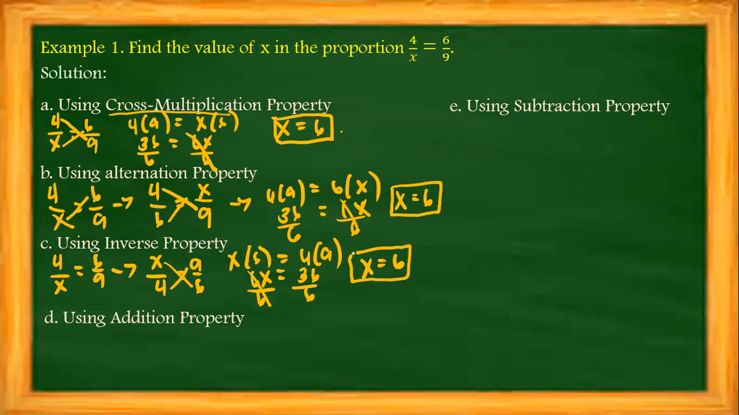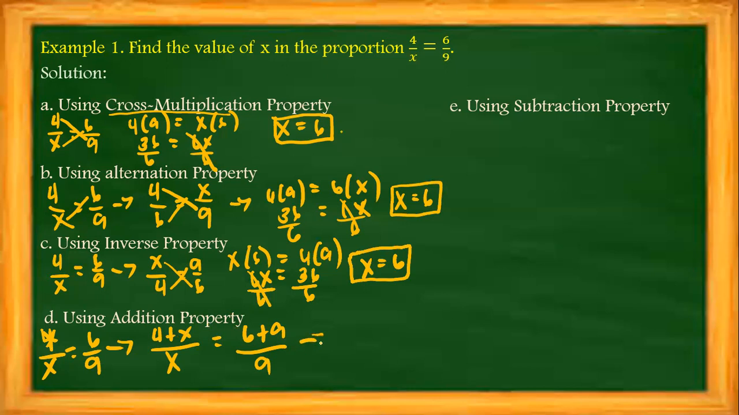Wow, we have the same answer again. How about the addition property? So let's check if we can get the same answer. This is 4 is to x equals 6 is to 9. In addition property, you have to add the numerator plus the denominator x, and in our first ratio divided by x. Same denominator, just copy x. 6 is to 9. So we have 6 plus 9 divided by 9.